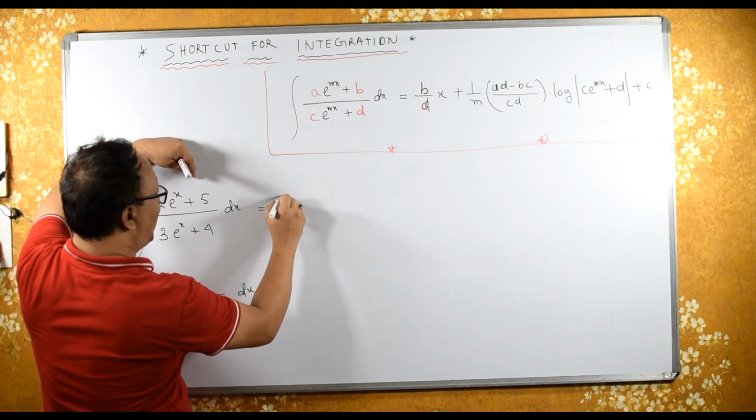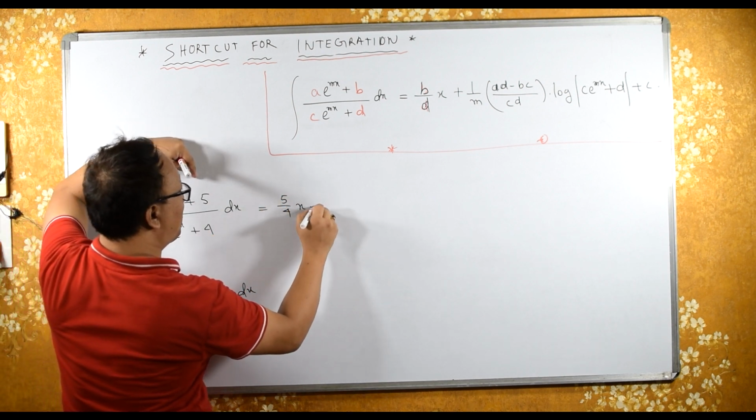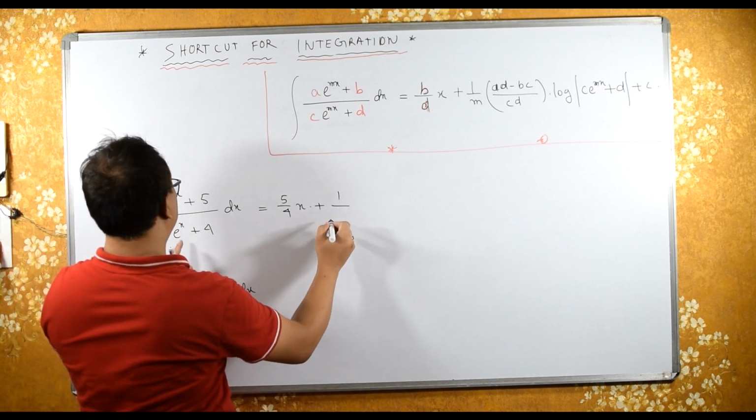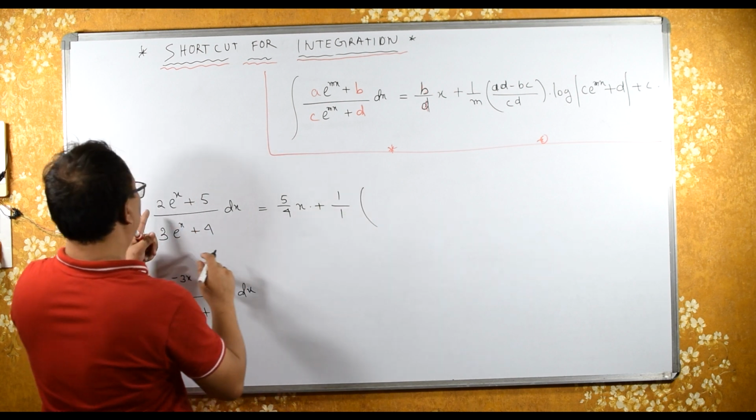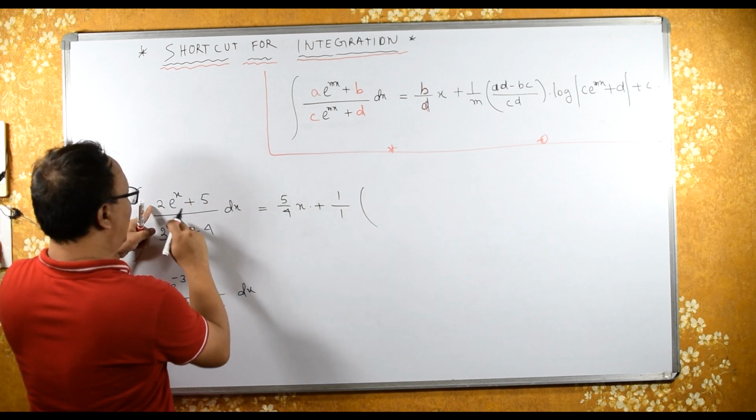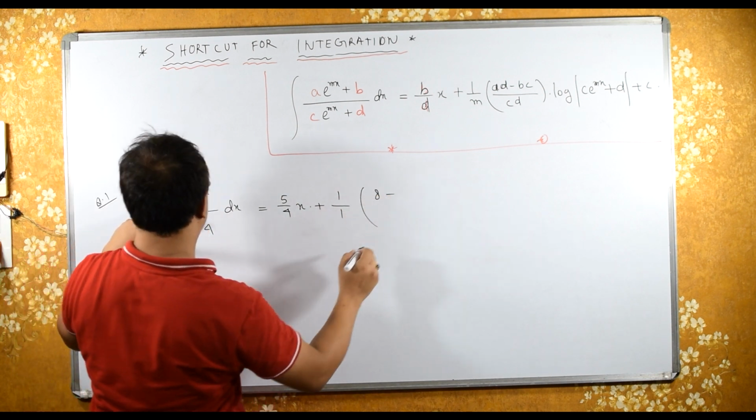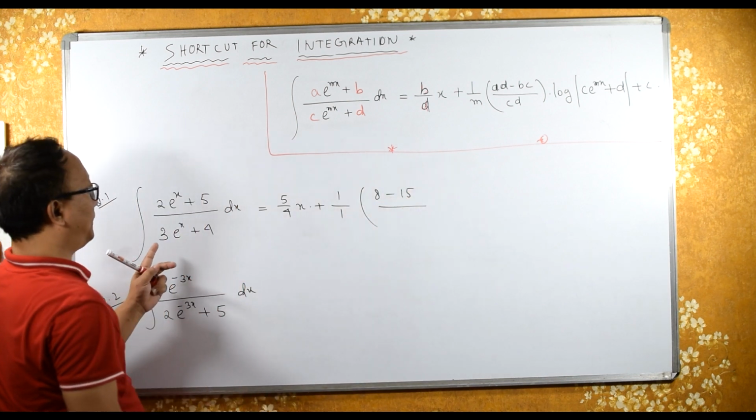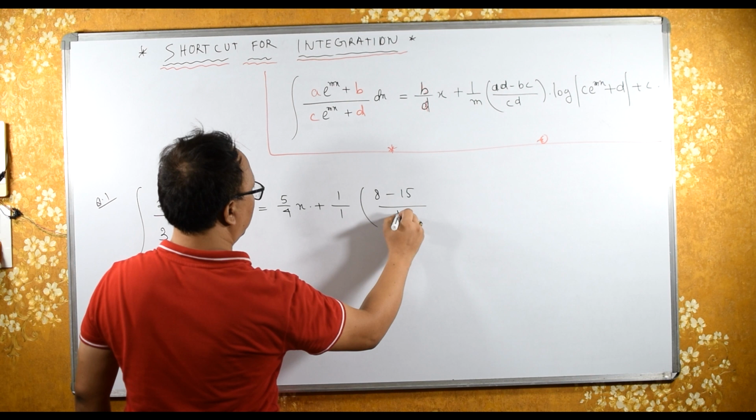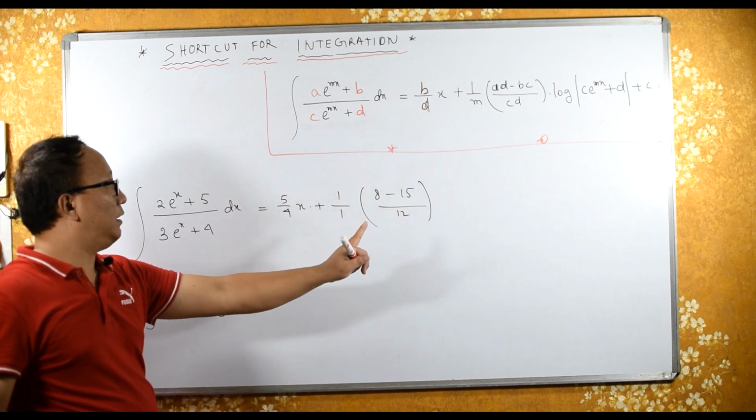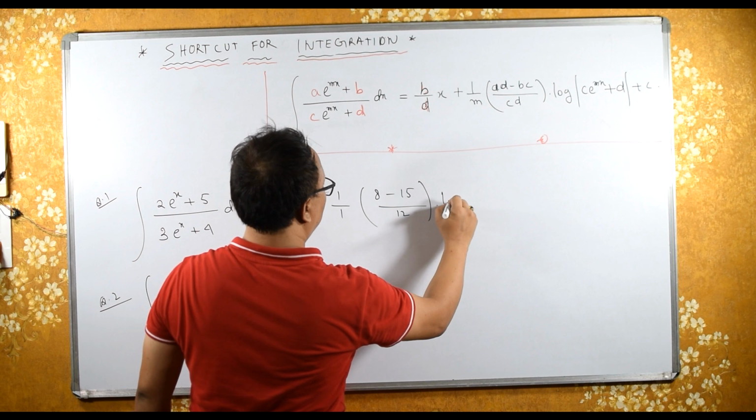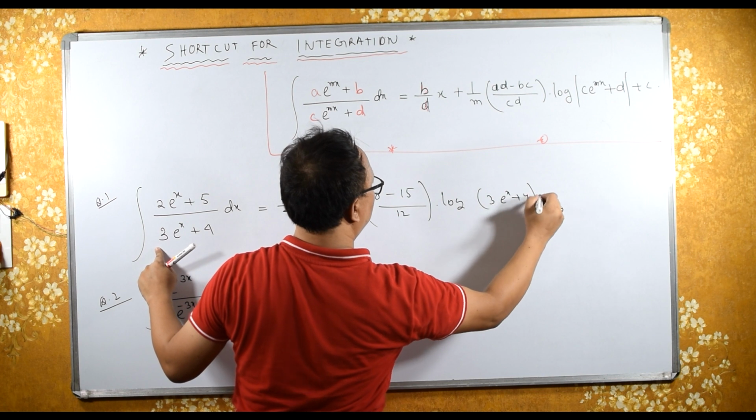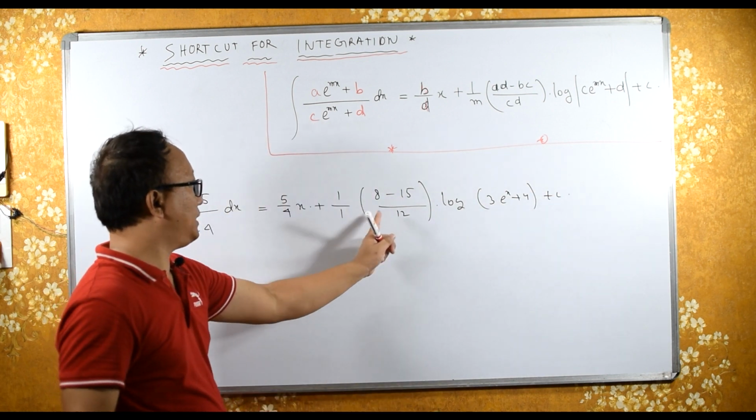Here 5 by 4, x, plus 1 by m. What is m? Here e raised to x, so m is 1, which is 1 by 1. Here this into this: 2 into 4 is 8, minus 3 into 5 is 15, upon cd. 3 into 4 is 12. I am solving slowly so that you can understand. Into log of denominator, this is 3 e raised to x plus 4, plus c. You can solve this and this is the required answer.